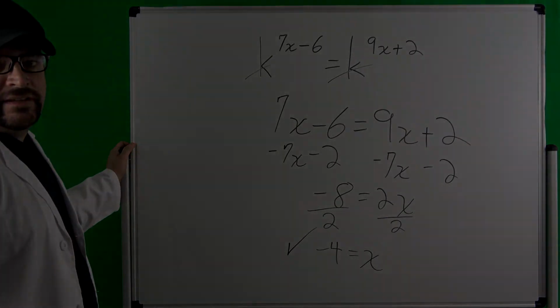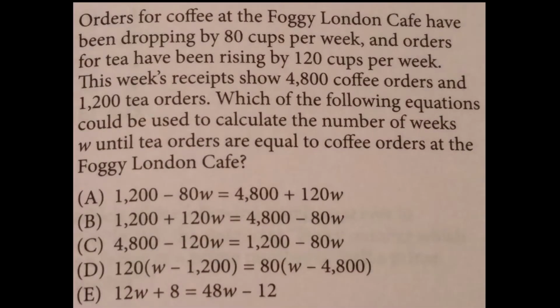All right, easy peasy. Orders for coffee at the Foggy London Cafe have been dropping by 80 cups per week, and orders for tea have been rising by 120 cups per week. This week's receipts show 4,800 coffee orders and 1,200 tea orders. Which equation would calculate the number of weeks, W, until tea orders and coffee orders are equal?